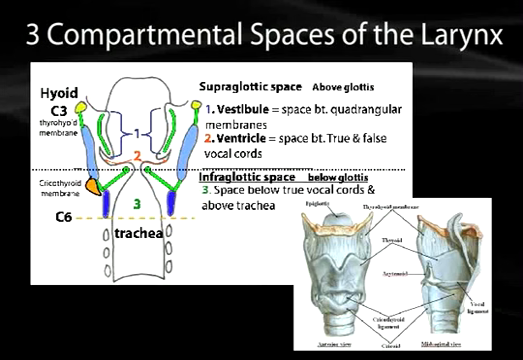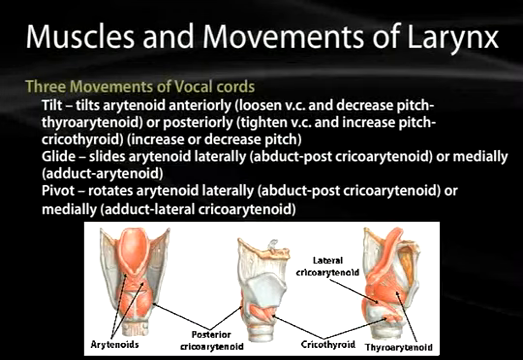The infraglottic space is that space below the glottis, and that's going to include the level of the true vocal cords above the trachea. Here you can see the drawing that shows the different membranes and the actual ostia for the penetration of that superior laryngeal's internal branch. Now let's discuss the muscles and the movements of the larynx.